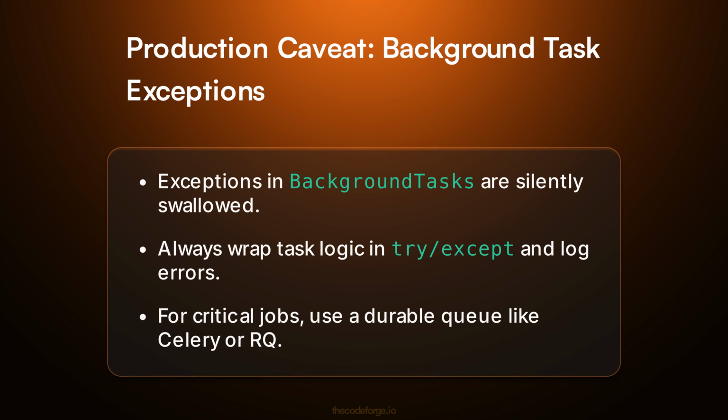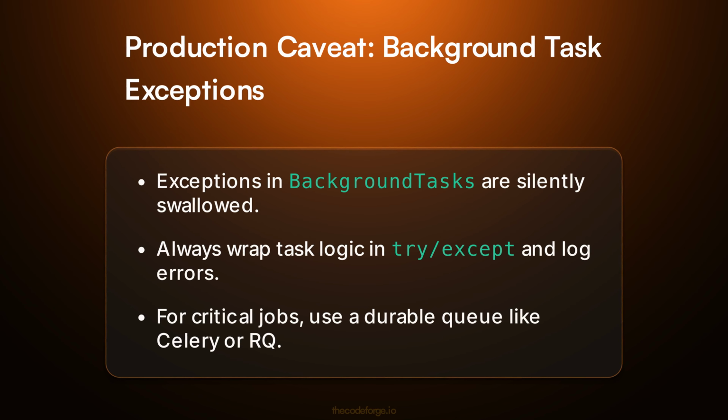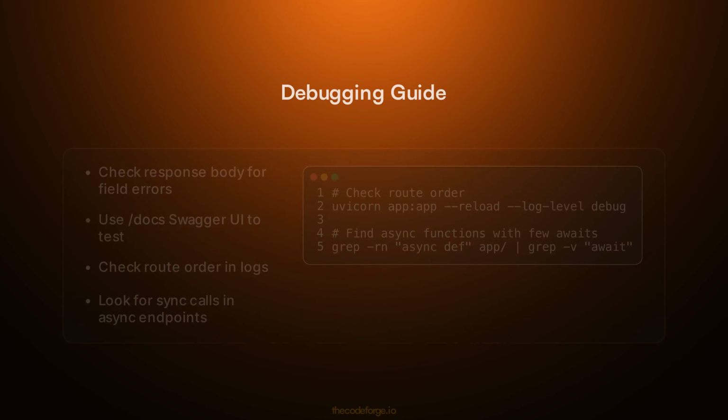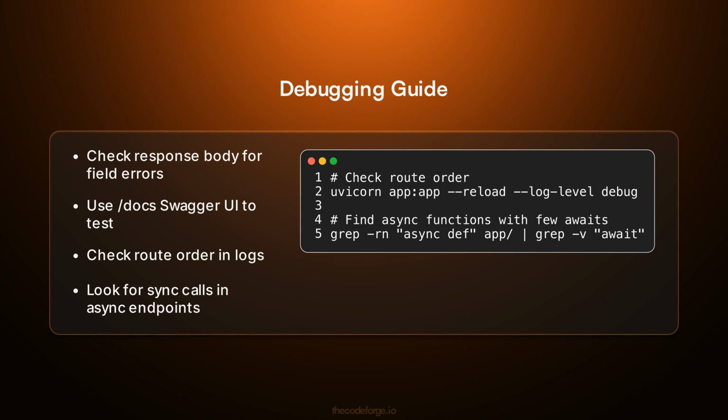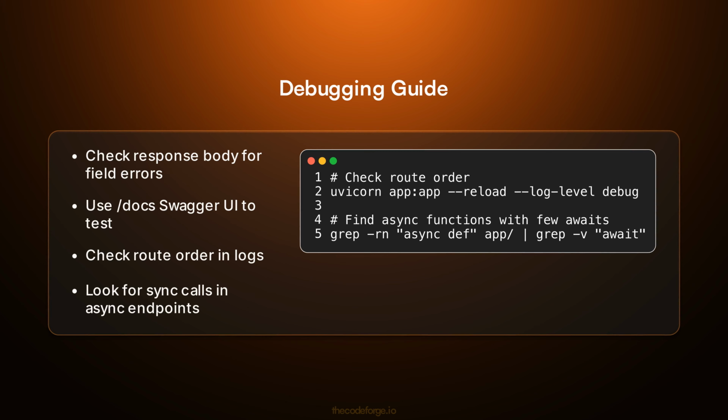Exceptions in background tasks are silently swallowed. Always wrap task logic in try-except and log errors. For critical jobs, use a durable queue like Celery or RQ. To debug validation errors, check the response body for field-level details. Use the Swagger UI at /docs to test endpoints interactively. For route order issues, run Uvicorn with --log-level debug to see registered routes. For async blocking, grep for async def functions that lack await calls.